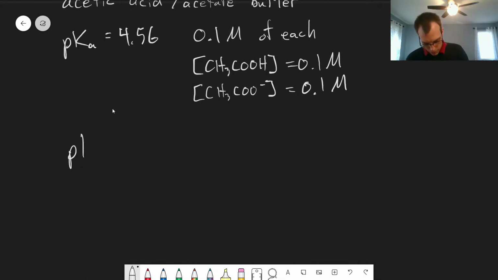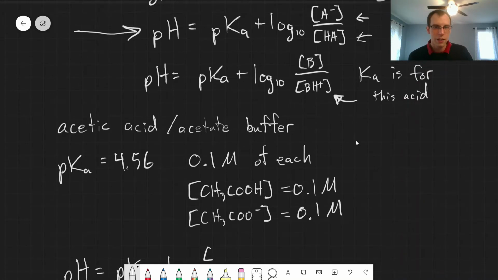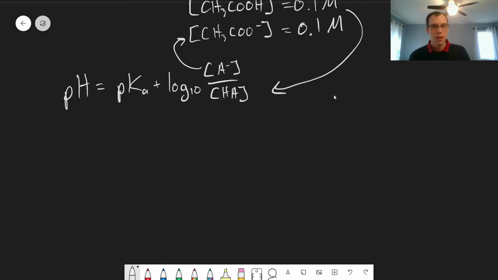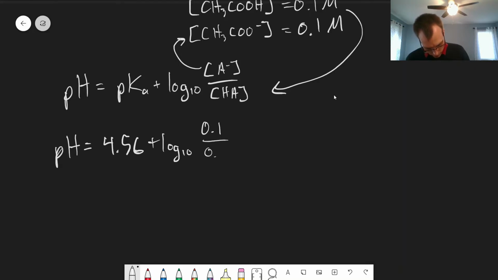So the pH of this buffer is going to be pKa plus log base 10 of our concentration of, and I always have to double check this, it is the base that goes on top, acid goes on the bottom, A minus over HA. And so we can write A minus being acetate, HA being acetic acid. Okay, so pH, we can plug in our pKa, 4.56, plus log base 10 of 0.1 divided by 0.1.